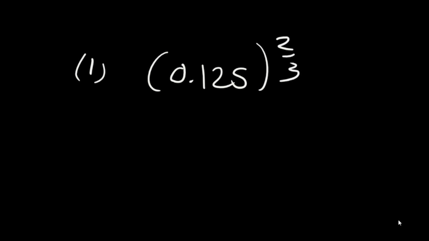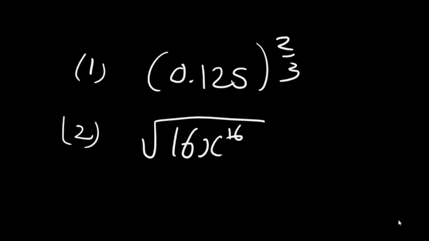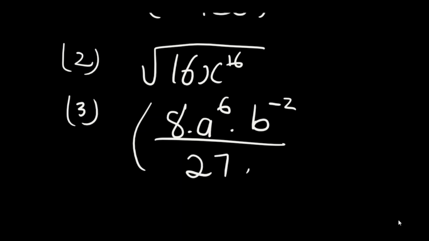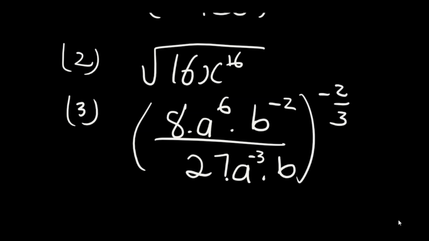Please try out these following problems. Your 0.125 all to the power of 2 over 3. Second one is the root of 16x to the power of 16. Third one is 8a to the power of 6 multiplied by b to the power of minus 2 all over 27a multiplied by a to the power of minus 3, so it's to the power of minus 3 multiplied by b. Please try out these problems here and let me know in the comment section what you're getting.